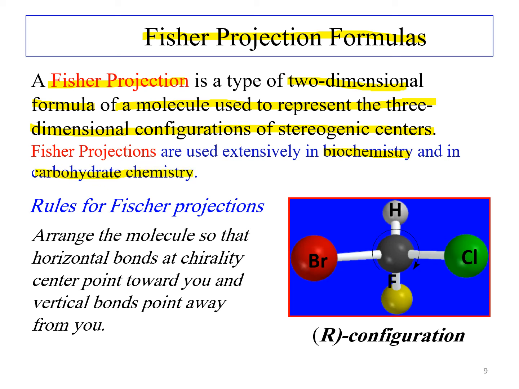So the main rule of this Fischer projection is that we have to arrange the molecule in such a way that the horizontal bonds, as we can see in the diagram, the horizontal bonds are with the chlorine and with the bromine around this chiral center, which is the chiral carbon. So the horizontal bonds at the chiral center will be pointing towards us. So they are projecting towards us, whereas the vertical bonds are pointing away from us. So the hydrogen and the fluorine are away from us, whereas the bromine and the chlorine are towards us.